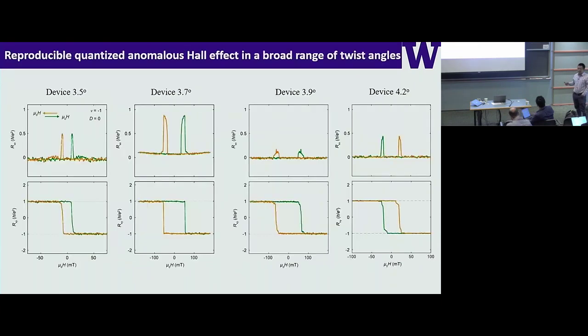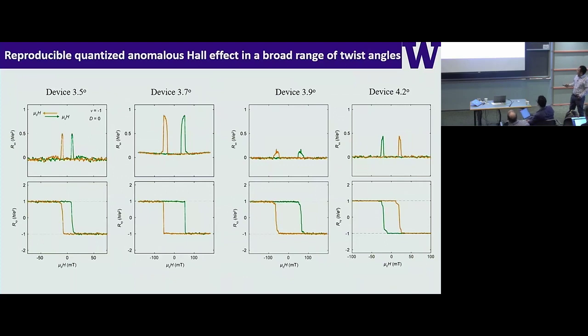And the other feature I want to emphasize is that the phenomenon we see is not too sensitive to the twist angles. For example, the quantum anomalous Hall state has been seen from twist angle 2.1 degrees to 4.2 degrees. So there's a large range of twist angle for the effect. Here, I just show you 4 different devices, from 3.5 degrees, 3.7, 3.9 to 4.2 degrees.